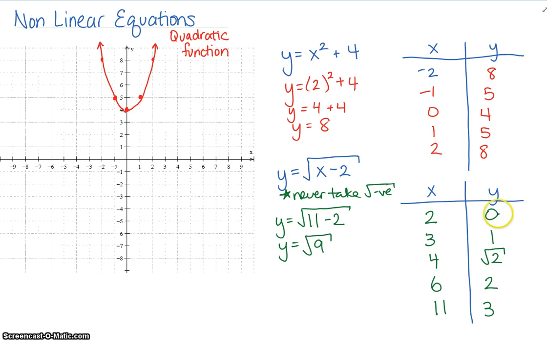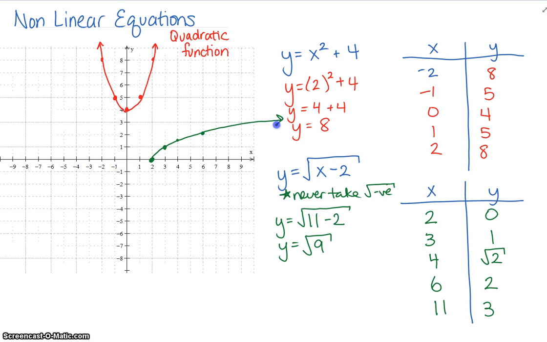At 2, I have a y value of 0. At 3, I have a y value of 1. At 4, I have the square root of 2, approximately 1.4. At 6, I have 2. So at 4, I have approximately 1.4, somewhere around there. At 6, I have 2. That's a little bit more accurate. And at 11, way down here, I'd have my 4.